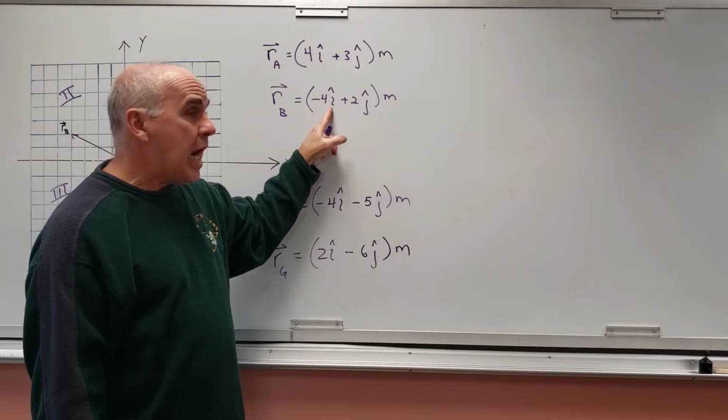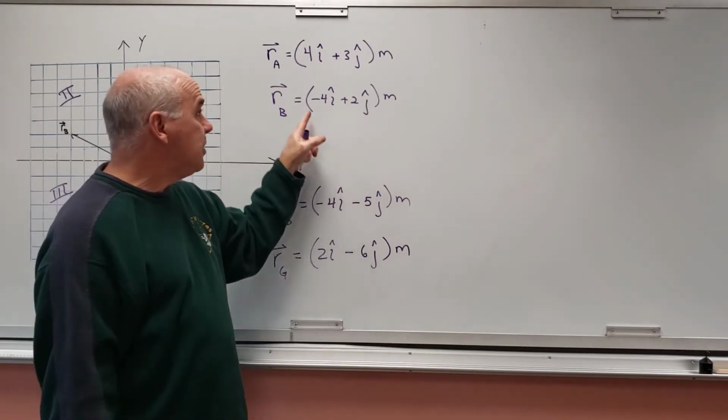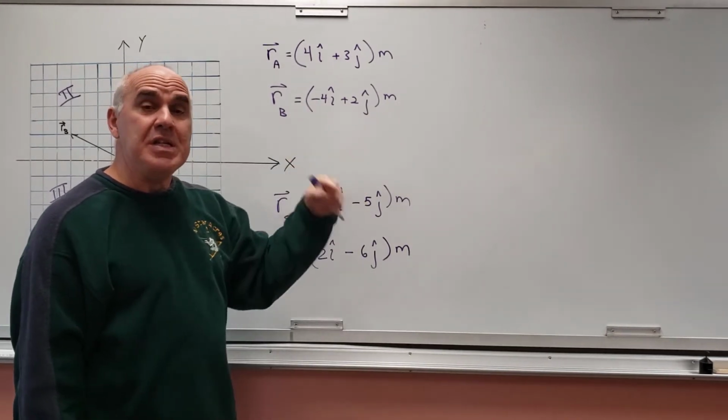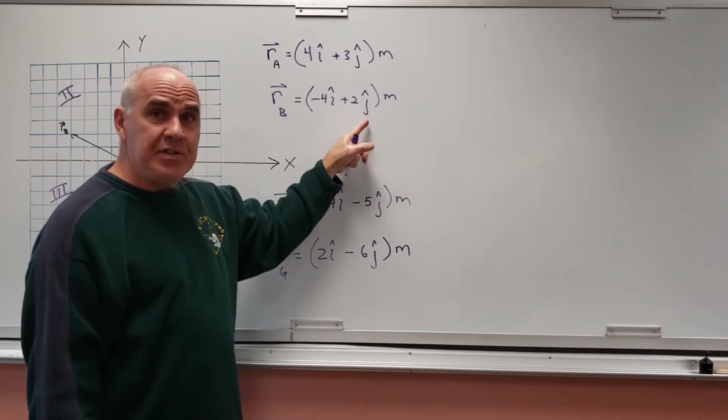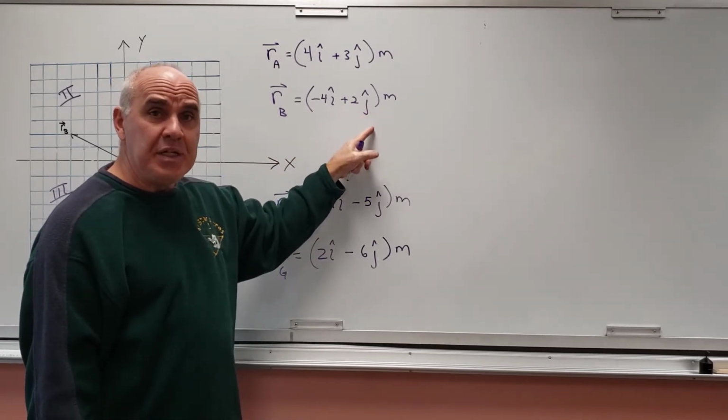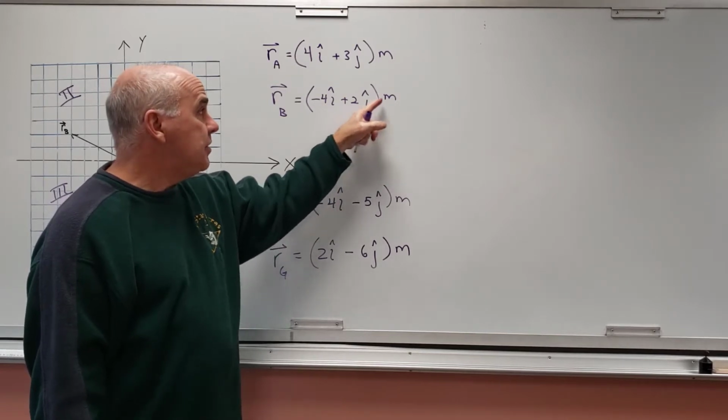So that's negative 4i. Remember, i is in the x direction. Negative 4 says go to the negative x direction, that's left. And 2j, j is in the y direction, so 2 meters up.